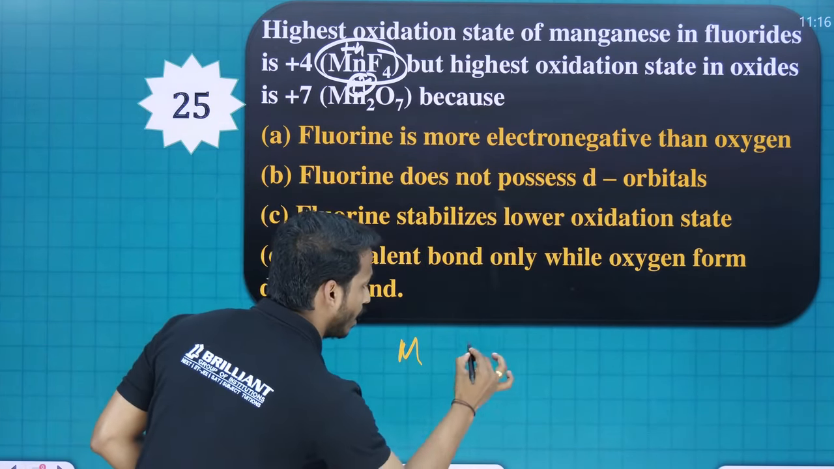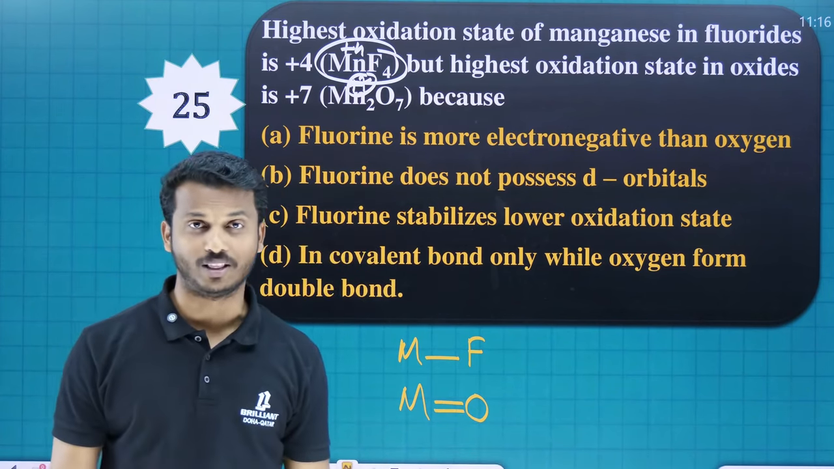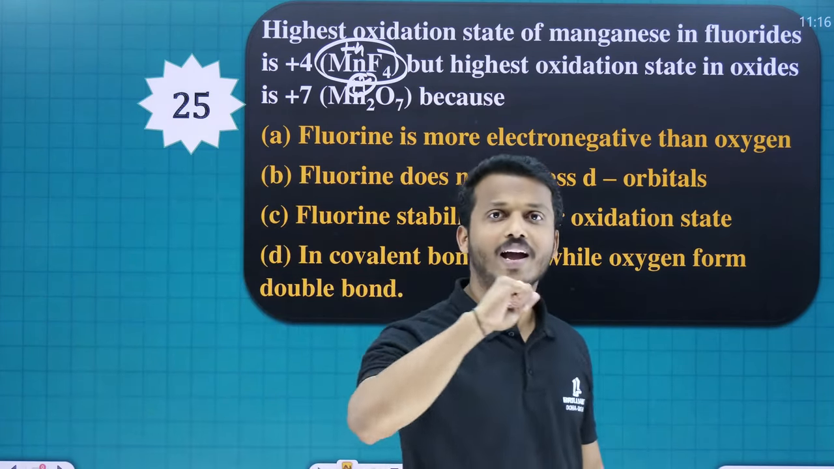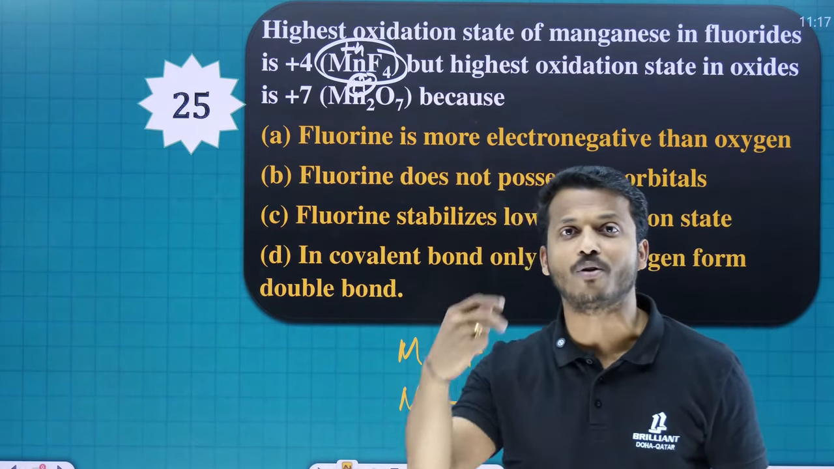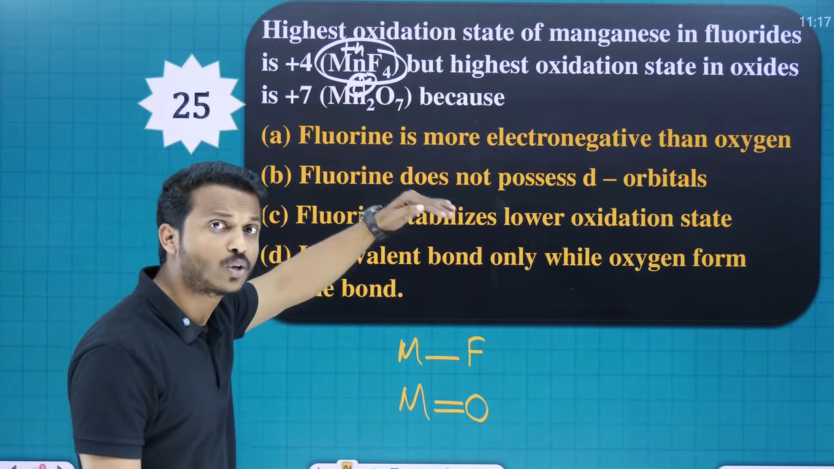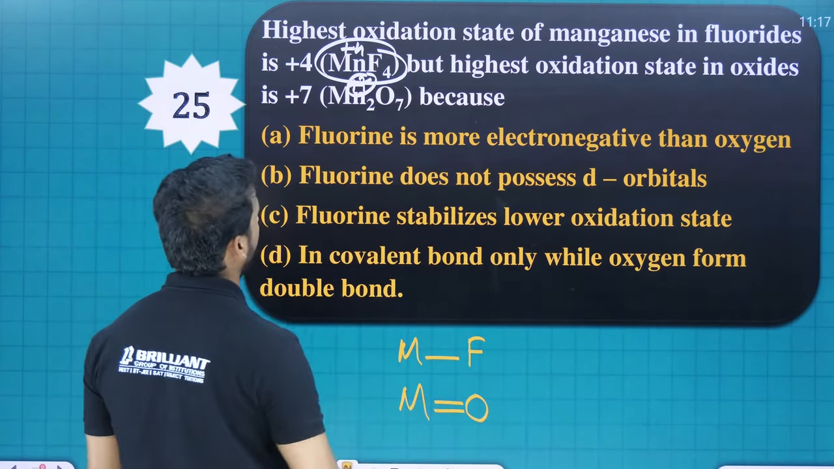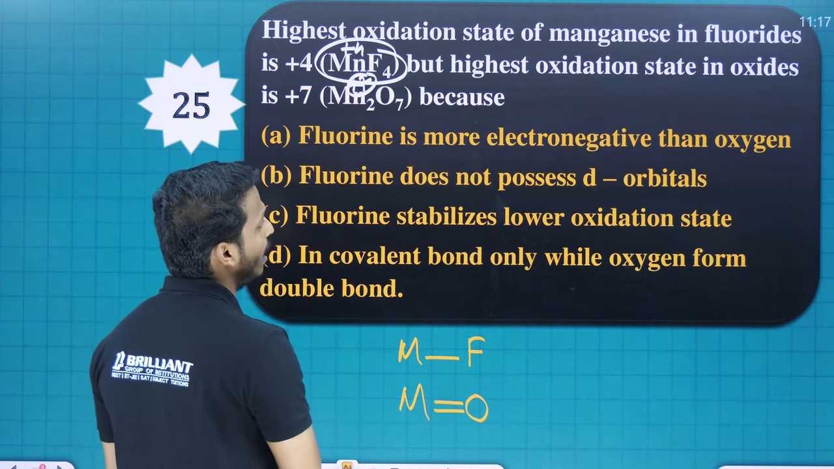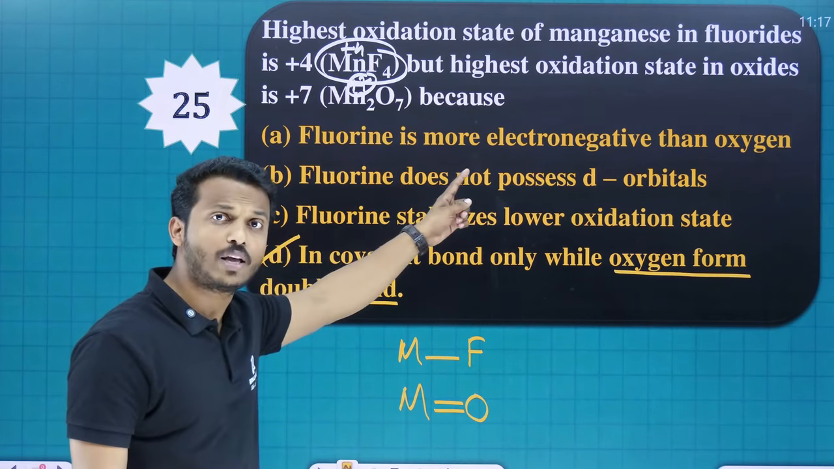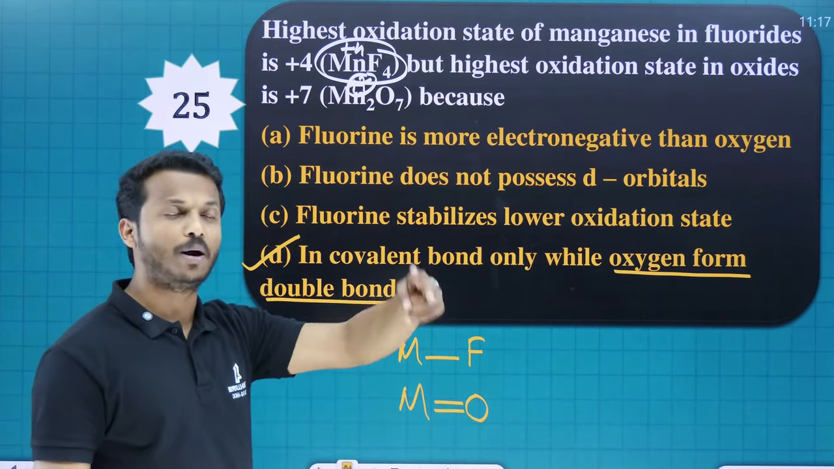Why? Because when a metal is bonded with fluorine, it can form only a single bond with the metal. But when the metal is bonded with oxygen, it can form a double bond with the oxygen. So who tries to take maximum electrons from the metal? Oxygen. Fluorine and oxygen are both highly electronegative elements, but oxygen has the ability to form a double bond with the metal, so it takes more electrons from the metal and makes it a higher oxidation state. So the reason why fluoride shows a lower oxidation state and oxide shows a higher one is that fluorine can form only a single covalent bond while oxygen forms a double bond. Fluorine is more electronegative than oxygen, yes, correct. But that is not the reason oxygen makes a higher oxidation state; oxygen has the ability to form a double bond with the metal.